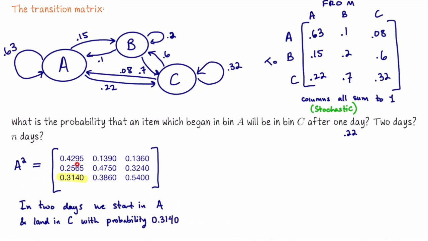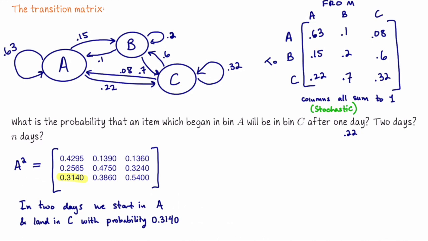There's a 42.95% chance that you would still be in A. That doesn't mean that you never left A, but rather you started in A, you did your day 1 action, and after day 2, you're back in A. And there's a 25.65% chance that after 2 days, you would have moved from A to B.